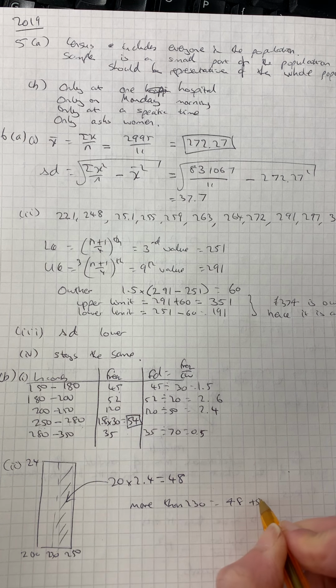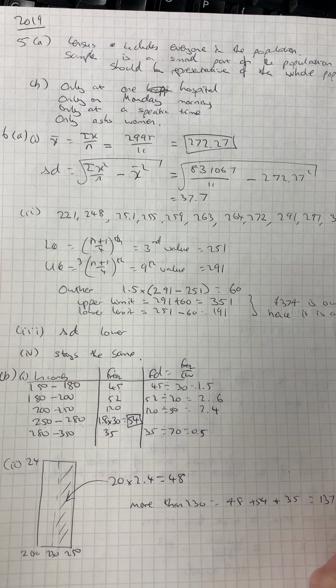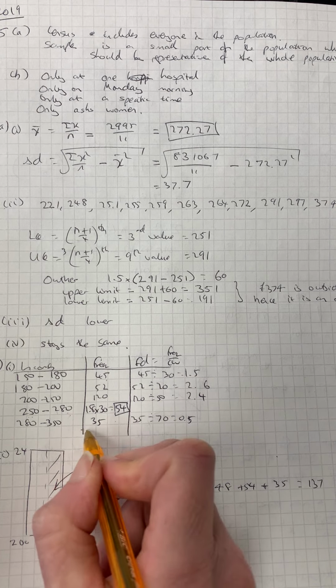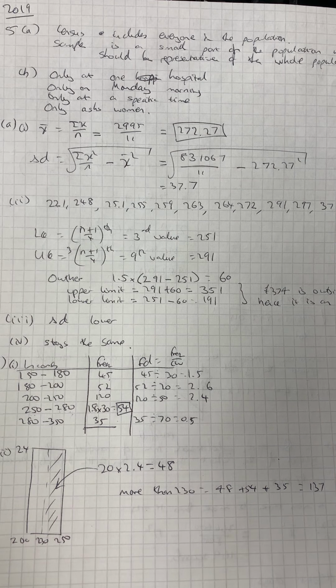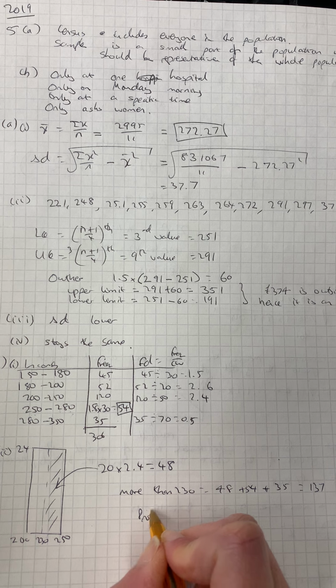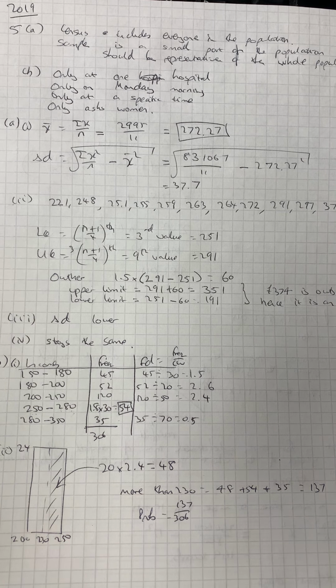So more than 230, I got 48 from this bar. I've got 54 from the next bar, and I've got 35 from the last bar. So 48 add 54 add 35 gives me 137. Where have I got the total frequencies altogether if you add up all of those? So 45 add 52 add 120 add 54 add 35 is 306. So the probability they're looking for is 137 out of 306.